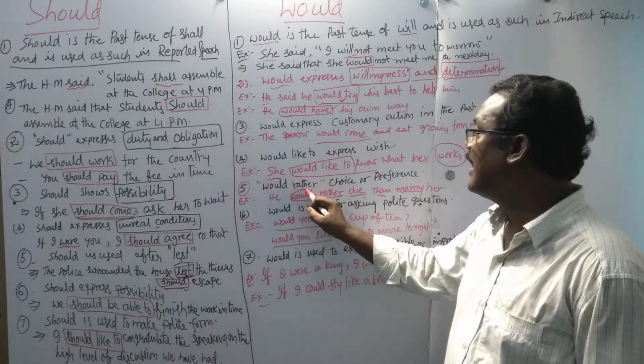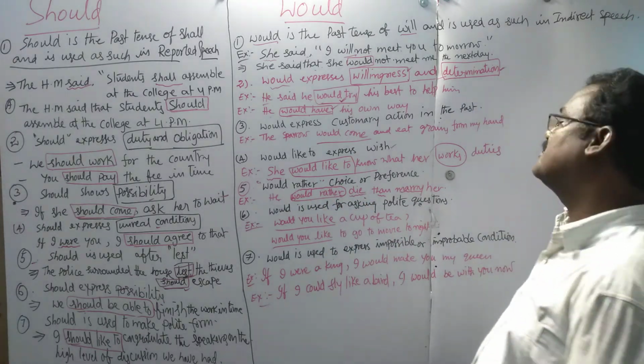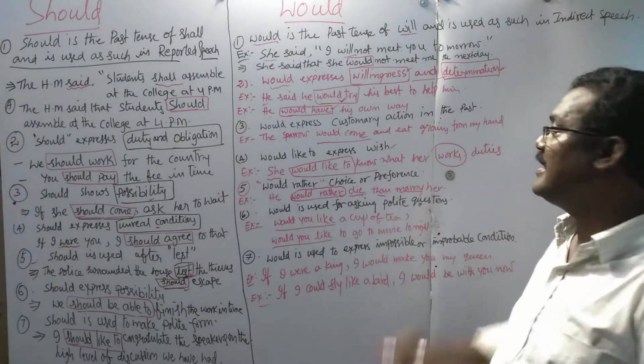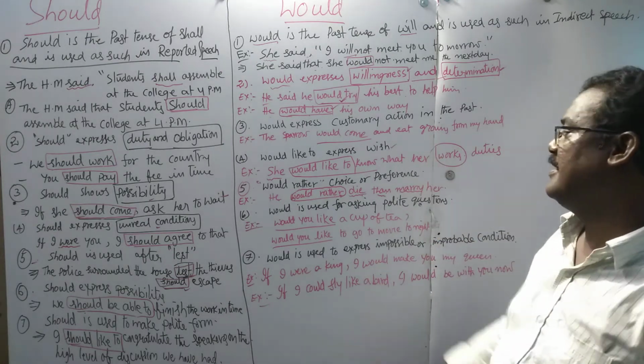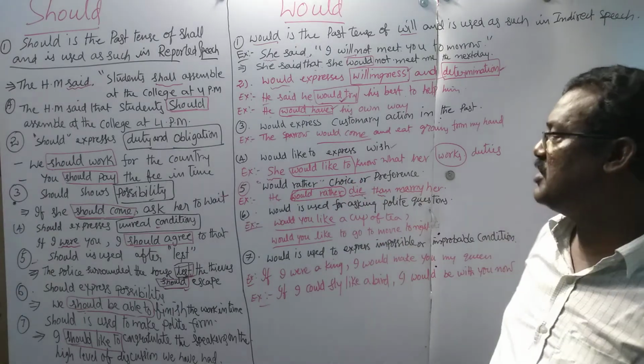So at that time, "I would rather" should be used in the sentence. He would rather die than marry her. That means it is better to die instead of marrying her. So to express such a choice, we have to use would rather.